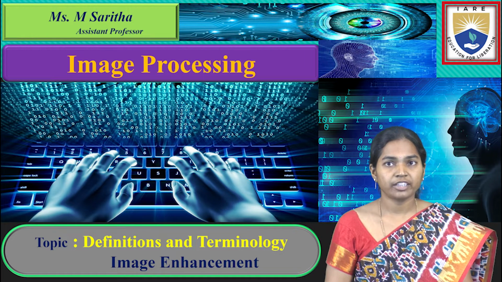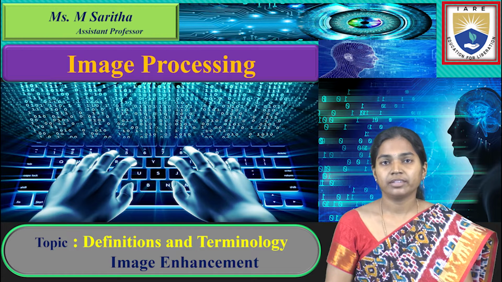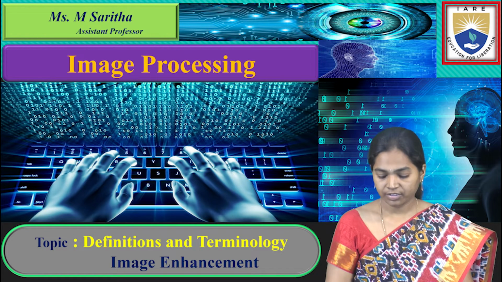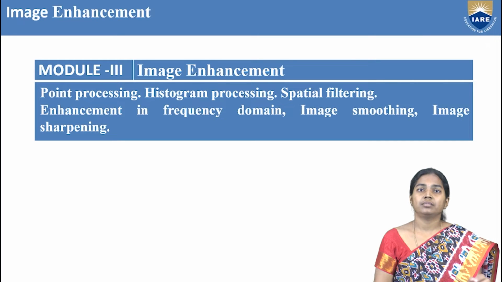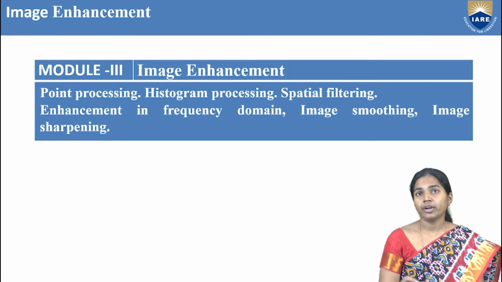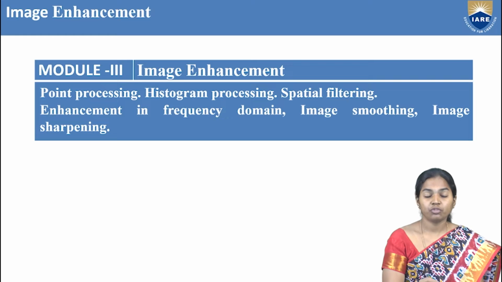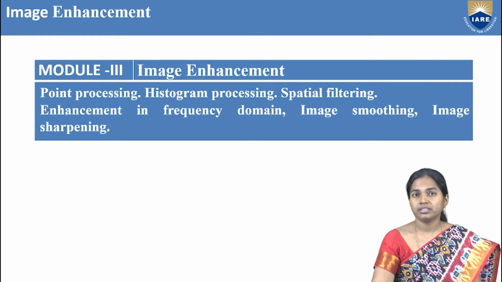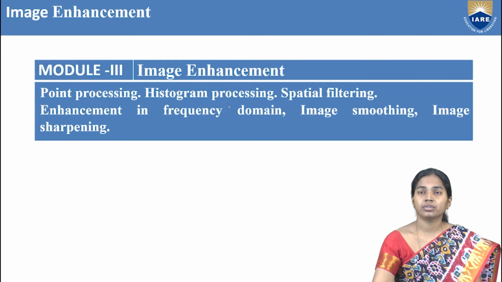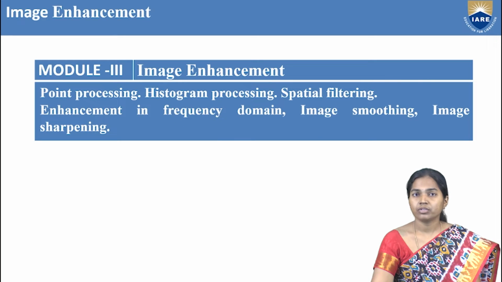Today's session I am going to explain definitions and terminologies based on module 3, that is image enhancement. In this module we have point processing techniques, of different types: contrast stretching, bitplane slicing, and image negative. The next one is histogram processing. With the use of histogram processing, we can increase the image quality and the contrast of an image. Then spatial filtering, enhancement in the frequency domain, image smoothing, and image sharpening.